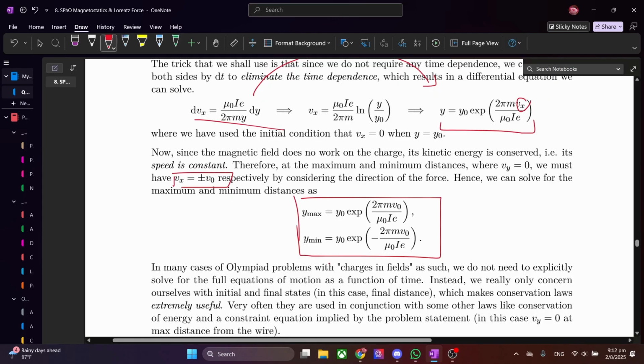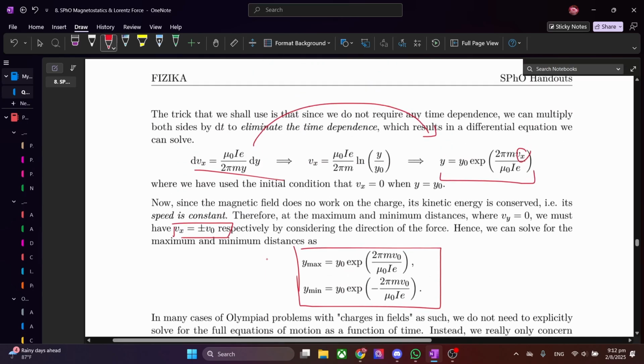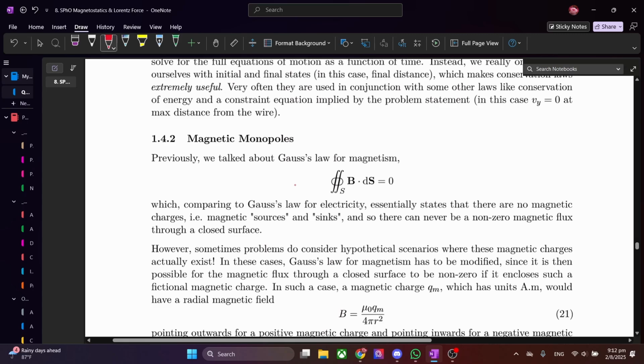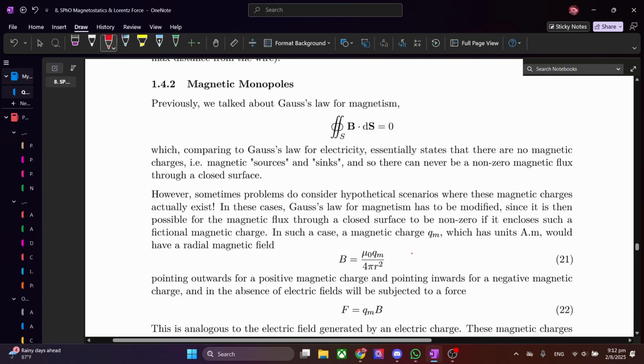And this is an idea that is very useful especially for harder competitions. And this actually comes up quite often. So the conservation of energy and the constraint equation implied in the problem statement, usually both of these together can be quite useful, especially if you don't need time and you can try to eliminate it. Okay, next we're going to get into magnetic monopoles.